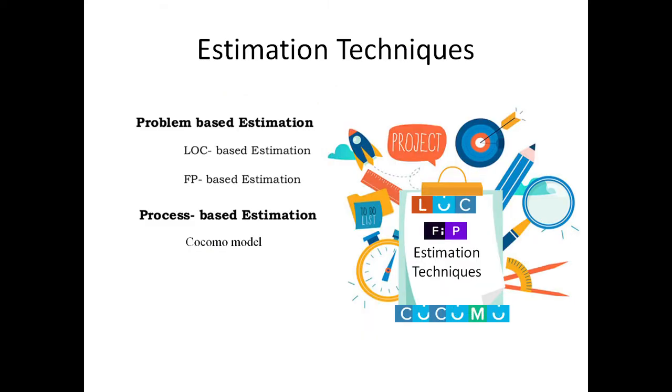Next is estimation techniques. There are various techniques to estimate the project planning. Here we are going to see two broad categories: problem-based estimation and process-based estimation. In problem-based estimation, we are going to see LOC-based estimation and FP-based estimation. In process-based estimation, we are going to see about the COCOMO model.